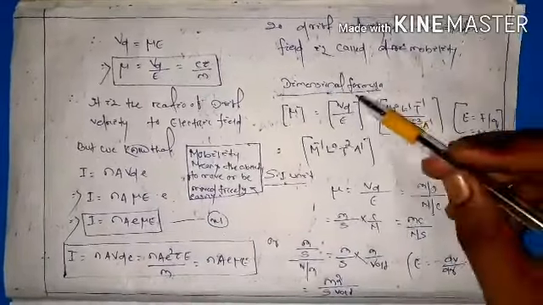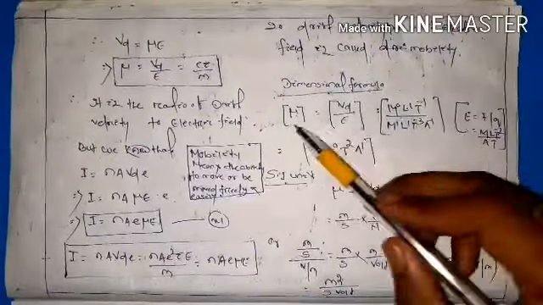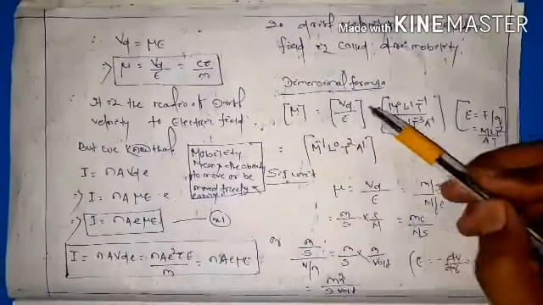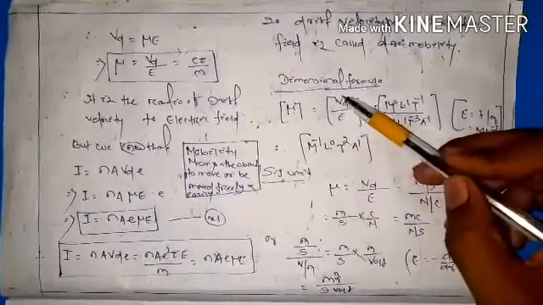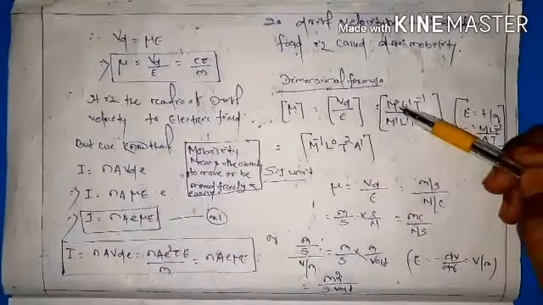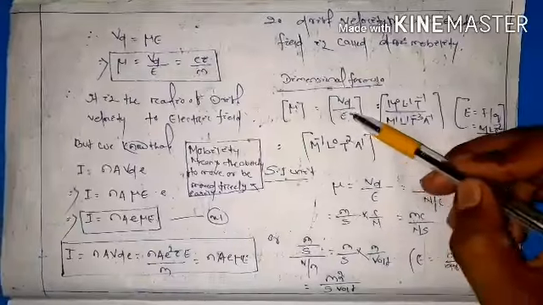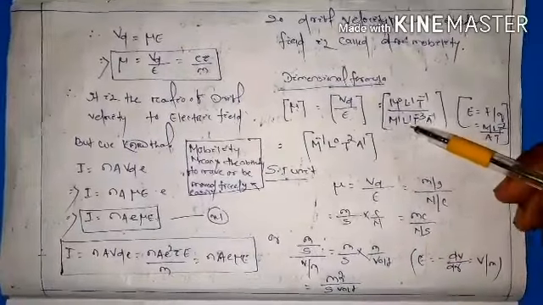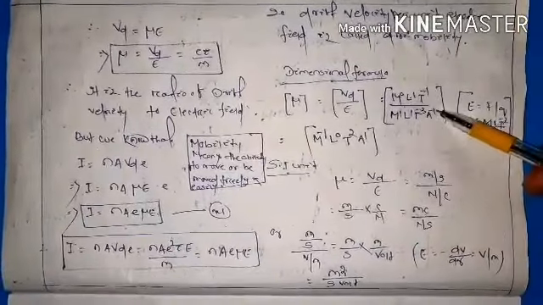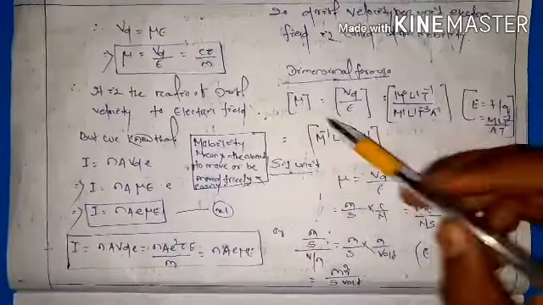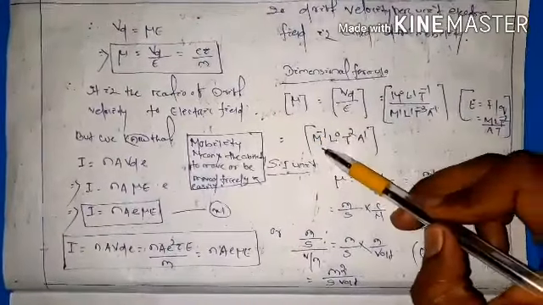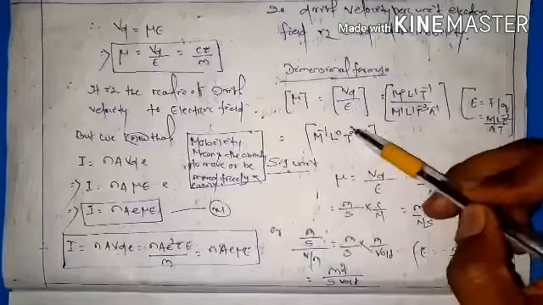Then the dimensional formula of mobility. As mobility is equal to drift velocity per electric field, the drift velocity dimensional formula is M0 L1 T minus 1 and the electric field dimensional formula is M1 L1 T minus 3 A minus 1. So mu is equal to M minus 1 L0 T3 A1.